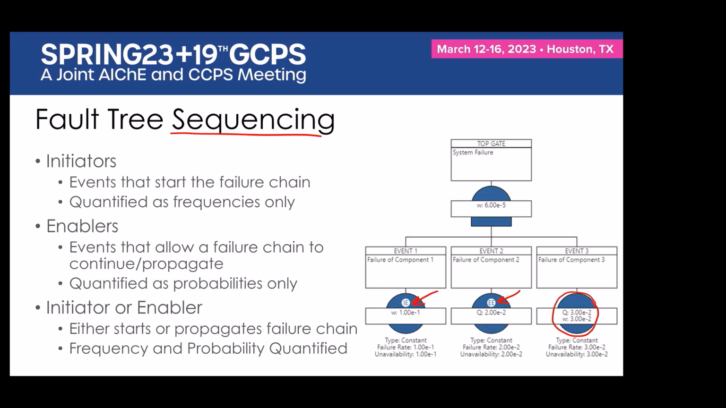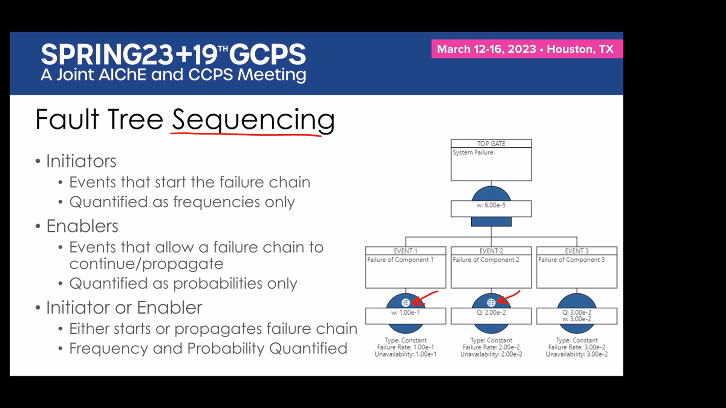Hey, what the heck does that mean? Let's say I have a dual pump system, and in order for my event to occur, both of those pumps have to fail. In that case, both of those pumps are both initiators and enablers, depending on which one fails first. So in that sequence, the first pump to fail is in the failed state, and then the second pump fails. The second pump failing is the initiator. The first pump being in the failed state is the enabler.